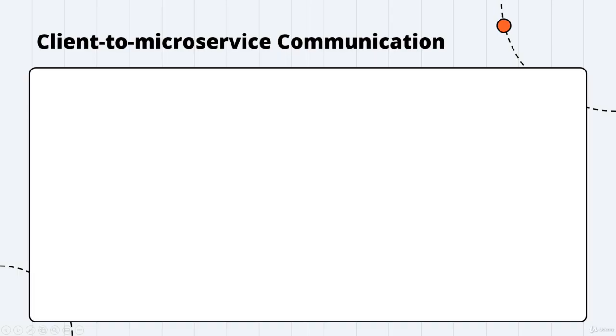So far what we have in our application is client to microservice communication, in which our MVC project is directly communicating with all of the microservices. Direct client to microservice communication seems straightforward, but it is not the most ideal approach.